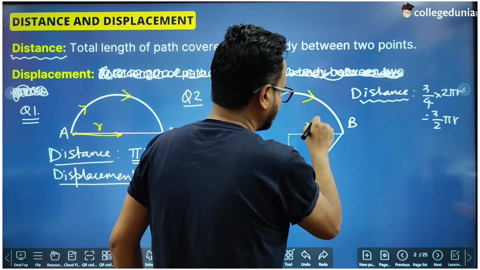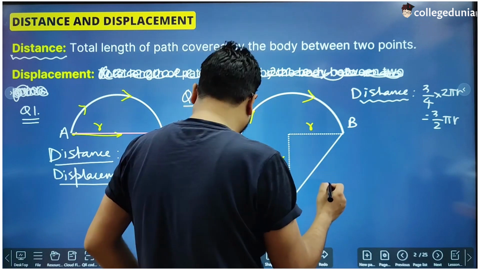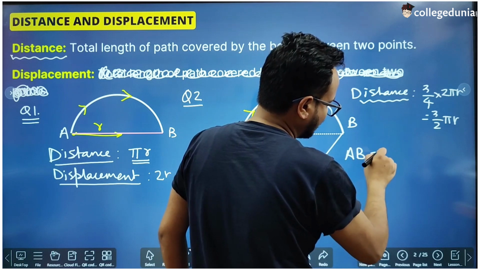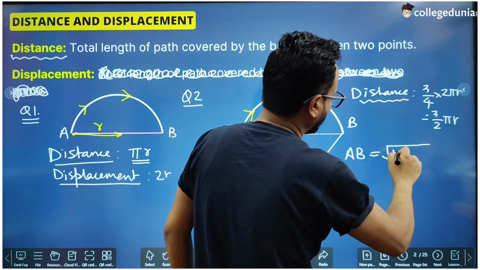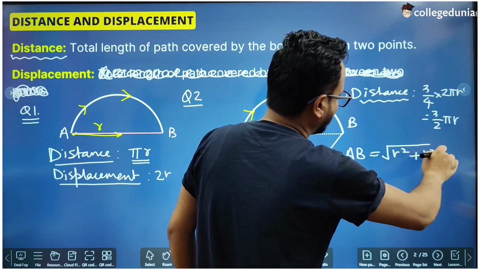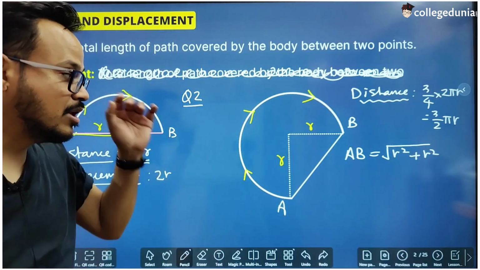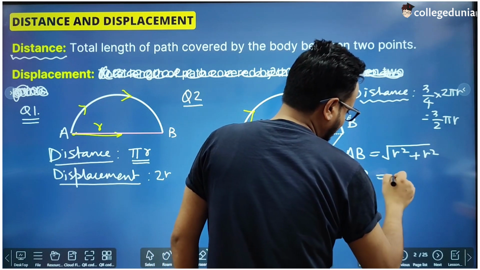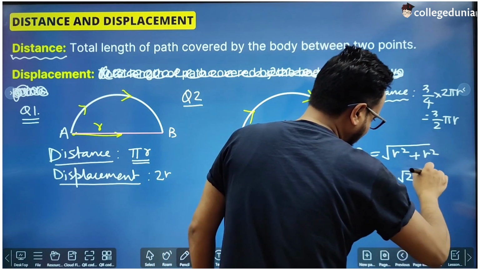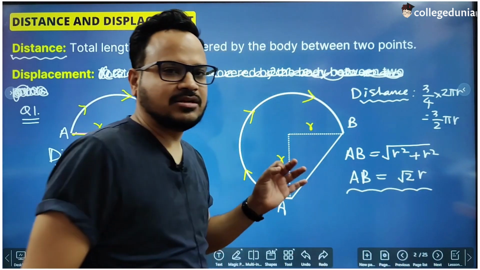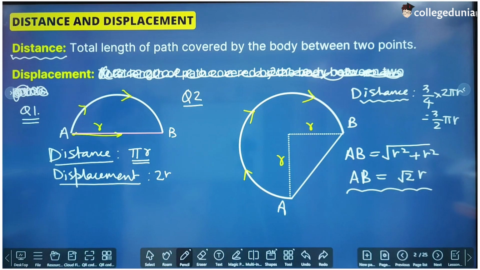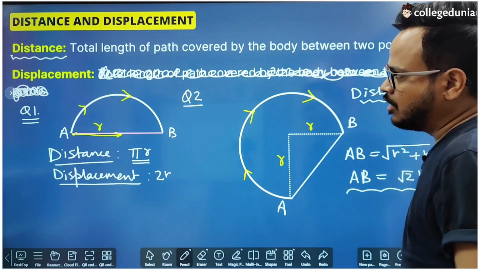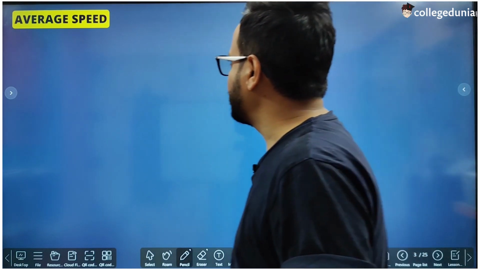So the length of this is r, length of this is r. Then what is the length of AB? Length of AB is under root r square plus r square by using Pythagoras theorem. So what is AB? AB is under root 2r, right? So that is displacement. So you can find such questions in your exam. I hope the concept is clear. Now let's move ahead. Okay, so this was distance and displacement.